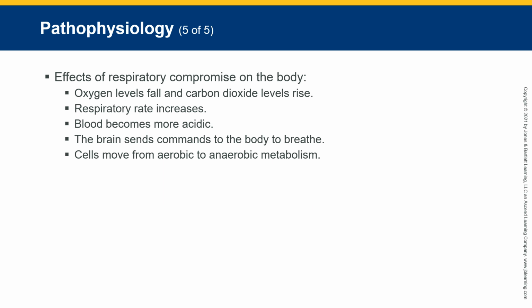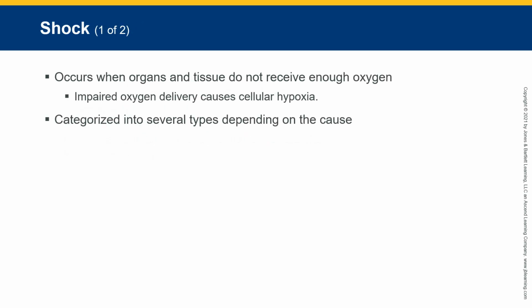If you have respiratory compromise, your oxygen levels fall, your carbon dioxide levels rise, your respiratory rate increases. Increased CO2 means you breathe harder to try to breathe that carbon dioxide off. Your blood becomes more acidic with increased CO2. This sends commands to the body to breathe, and the cells start to move from aerobic respiration to anaerobic respiration, which is less energy, creates lactic acid, and is overall more acidic.